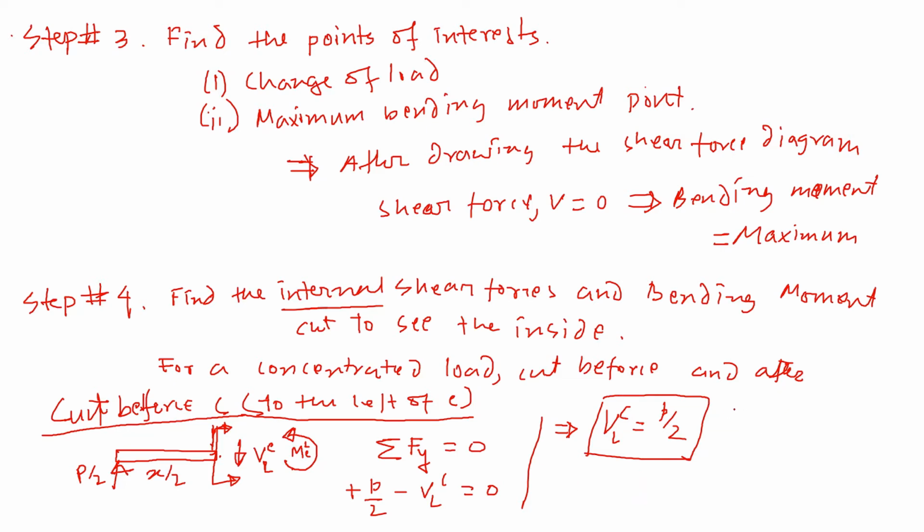Now we can also calculate the moments. If we take summation of all moments at C anticlockwise is equal to 0. So we are taking moment at this point C. P by 2 will make a clockwise moment, so that's negative P by 2, and the distance is x by 2. And then we applied this M_CL, which is counterclockwise, so plus M_CL at that point to balance it. So the moment at C slightly to the left is Px by 4, like that.